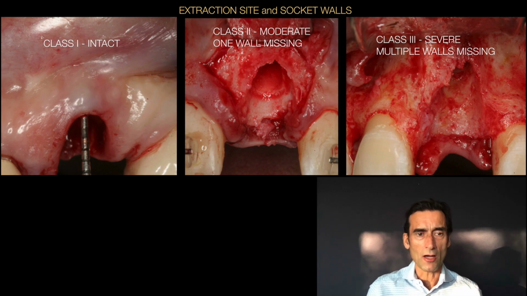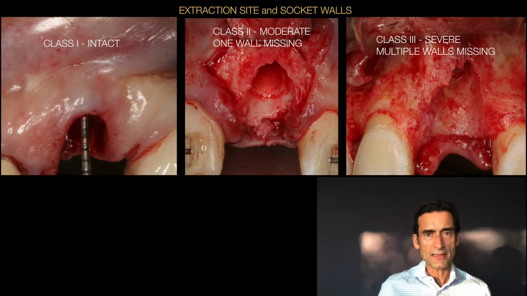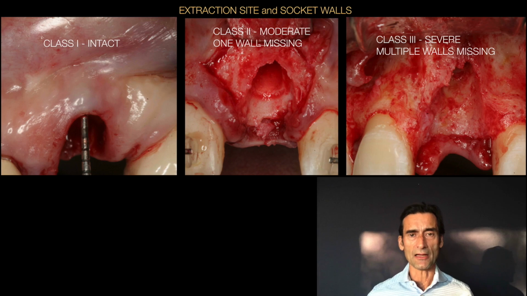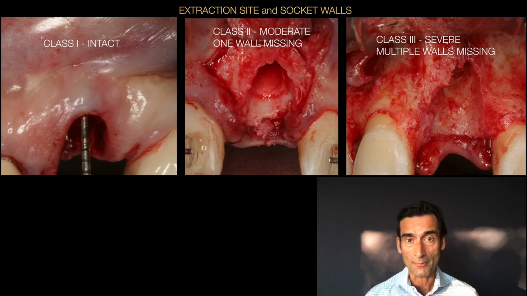If the socket wall is intact, right? So like I have buccal bone, as you can see on the left side. I can, if I want to, place an implant if it's safe. I can place a socket graft and just preserve the top, probably with a soft tissue graft. And I place an implant 4 to 6 months later. So it's a very atraumatic procedure because I don't need to raise a flap.